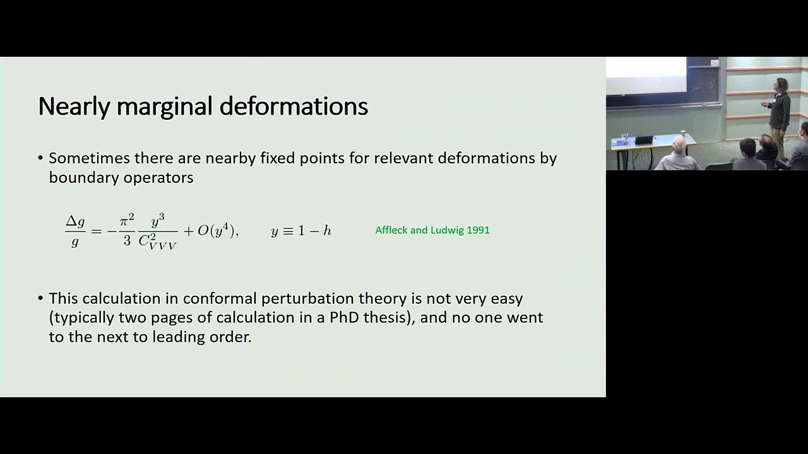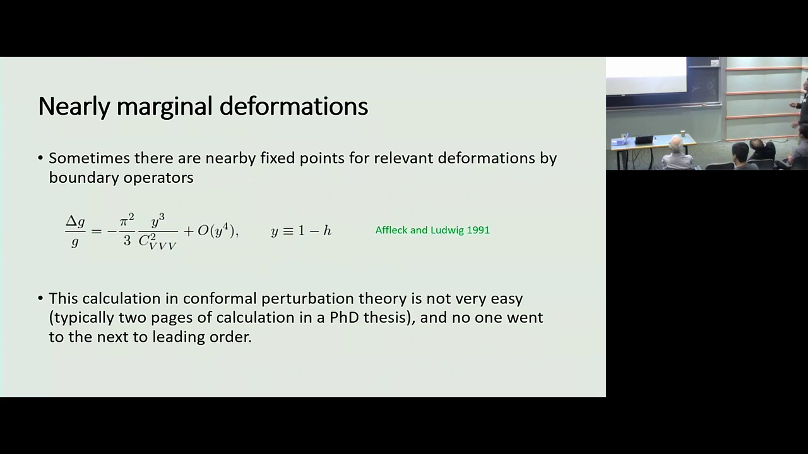So we are interested in constructing classical solutions that correspond to deformations by weakly relevant operators. It's known from the work of Affleck and Ludwig in 1991 that the g function changes under such an RG flow in this way, where y is the departure from exact marginality. So it's important that the 3-point function should be non-zero for this to work.